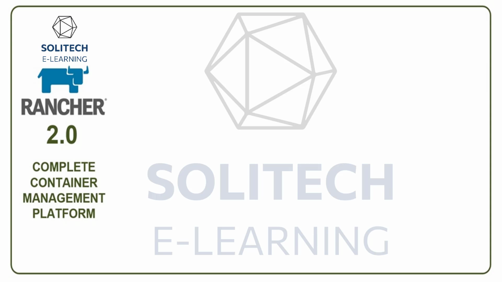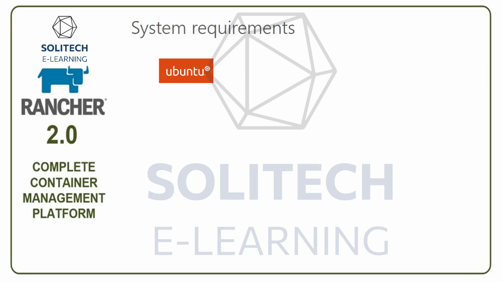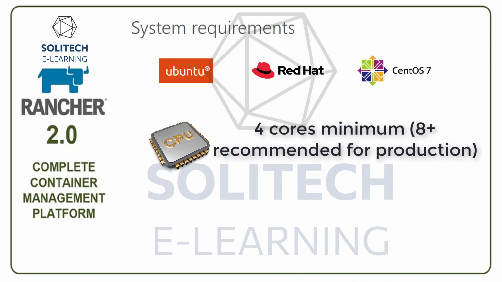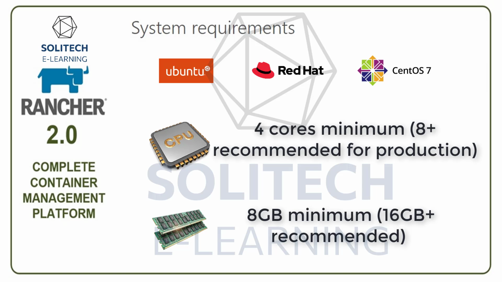Before we deploy, let's talk about Rancher's requirements. Here's what you need. Operating system: Ubuntu 18.04 or higher, or Red Hat Enterprise Linux, or CentOS 7 or higher. CPU: 4 cores minimum, 8 plus recommended for production. RAM: 8 GB minimum, 16 GB plus recommended.